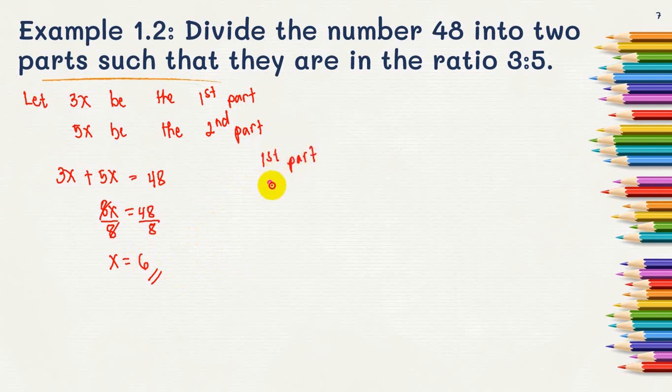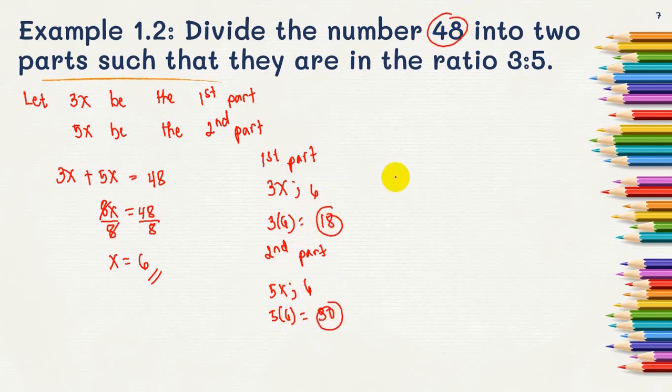For the first part, we will be using 3x, and the value of x that we got is 6. So 3 times 6 is 18. And then let's have the second part. So for the second part, it is 5x. The value of x is 6. So 5 times 6 equals, what is the answer? 30. So if you add 18 plus 30, you will get 48. So therefore, our answers are correct. So the two parts are 18 and 30.